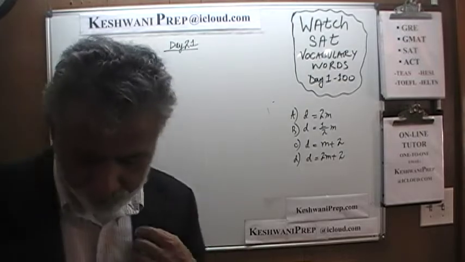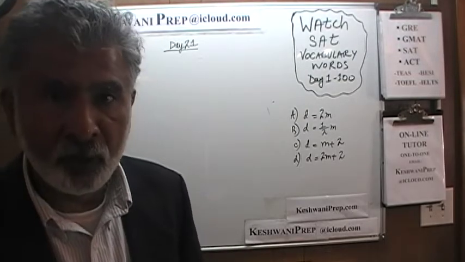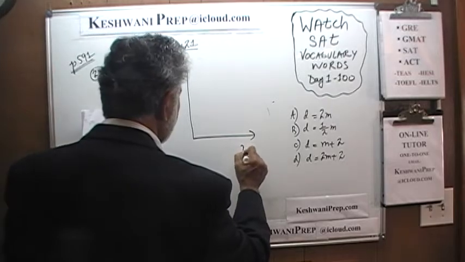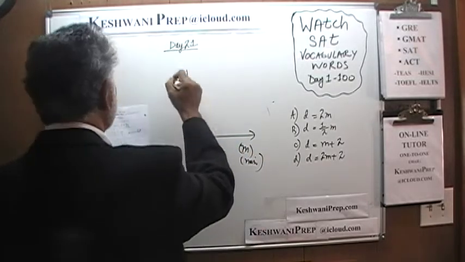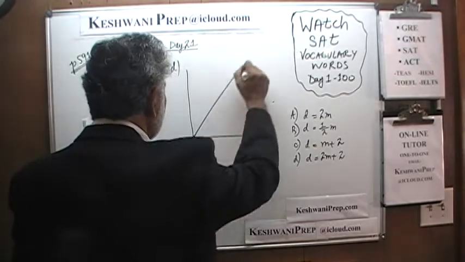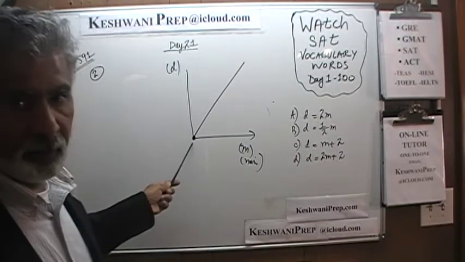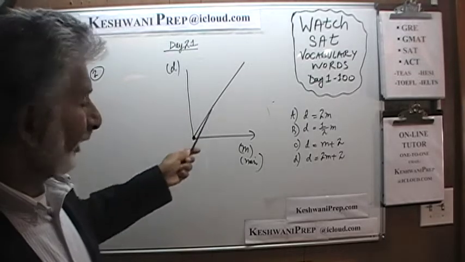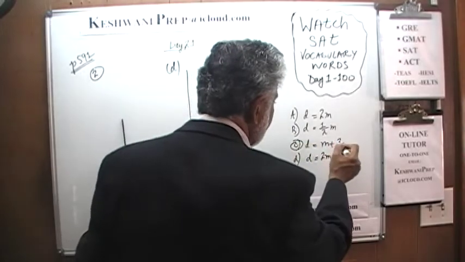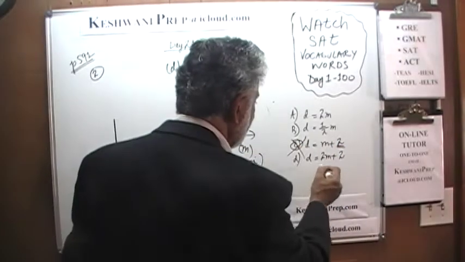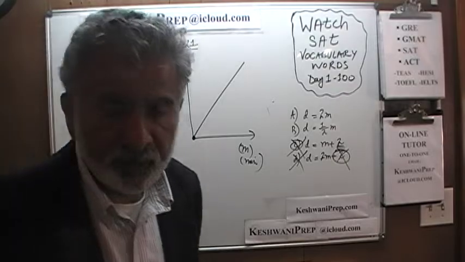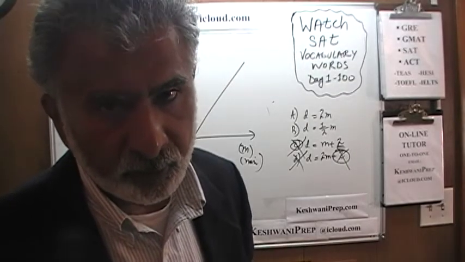Number 2. In number 2 we are given a graph and we are being asked to identify the appropriate equation that corresponds with the graph. Here's our time, which is measured in minutes, and here's the distance, which is represented with the letter D. What we notice is that the graph goes through the origin. It has no y-intercept. Answer choice C has a y-intercept of 2, so C is wrong. Answer choice D has a y-intercept of 2, that is wrong. It has to be either A or B, and this is where you have to pay attention. The only way you're going to make a mistake on this is if you're being careless.